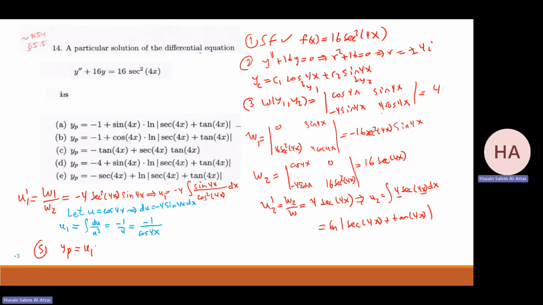It will be u1 y1 plus u2 y2. Be careful here. Y1 is what? Y1 is cosine. So cosine times minus 1 over cosine, that will be minus 1. Okay. Plus, I have Y2, which is sine times this, times ln secant of x plus tan x, which is this one.